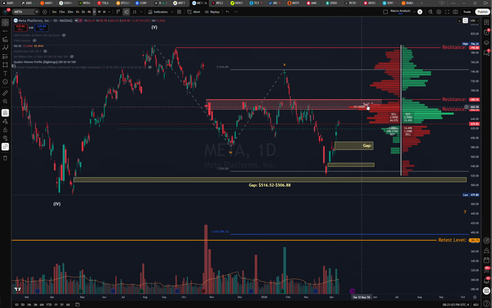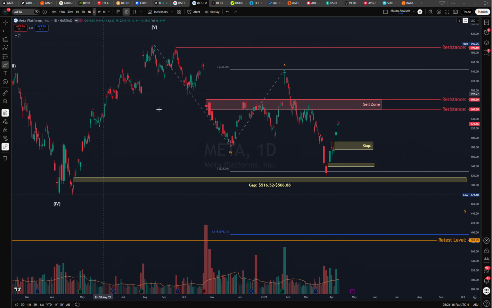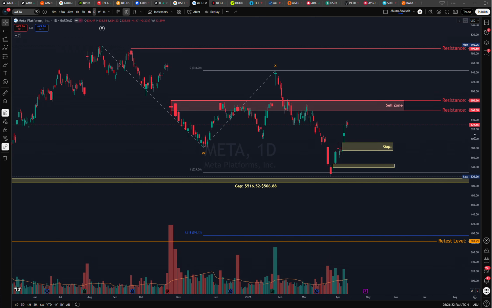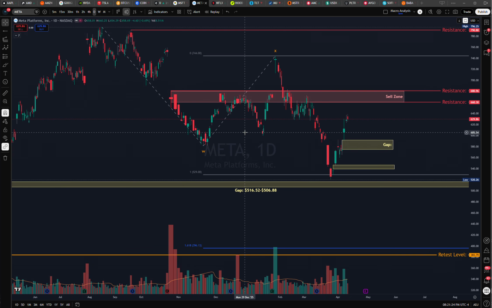So not an area you want to go long on Meta. You can see some sort of reaction within this level, and you can see some sort of reaction that fills at least one of these gaps. So that's what I'll be looking at for Meta, what kind of reaction we get within these levels over here. A lot of gaps that need to get filled and a major resistance level. So not a place I would go long. Overall, I would be looking for any reaction for short positions or so.